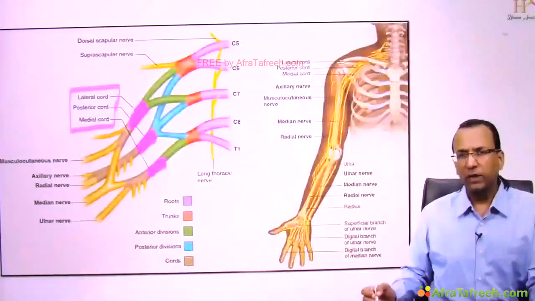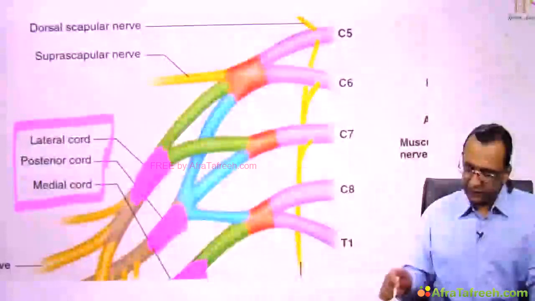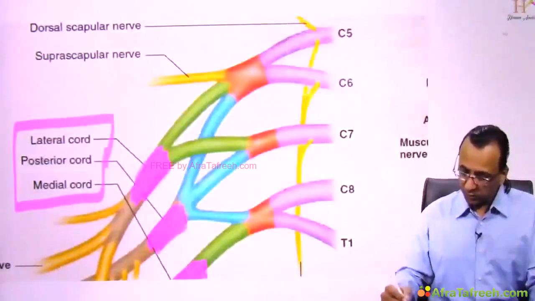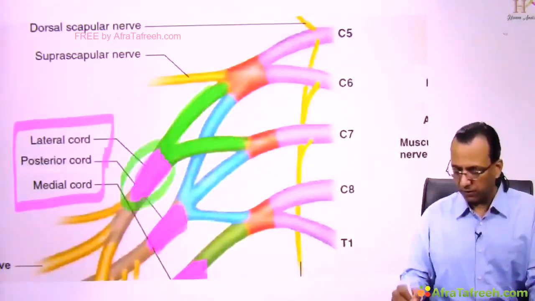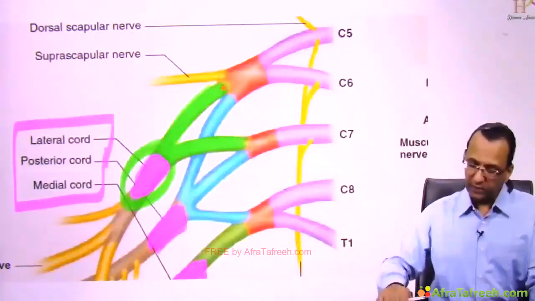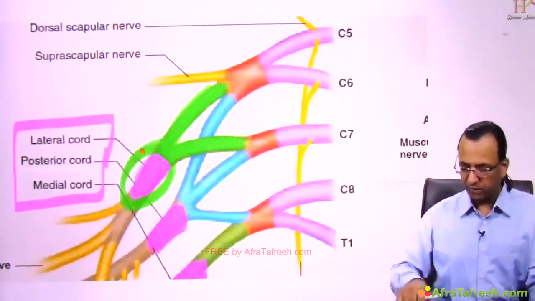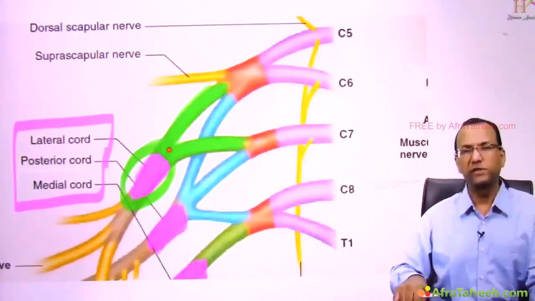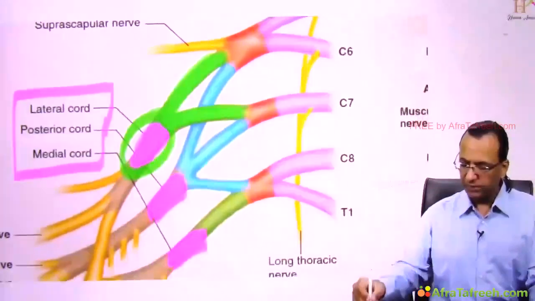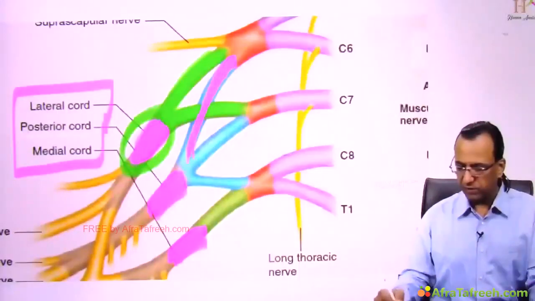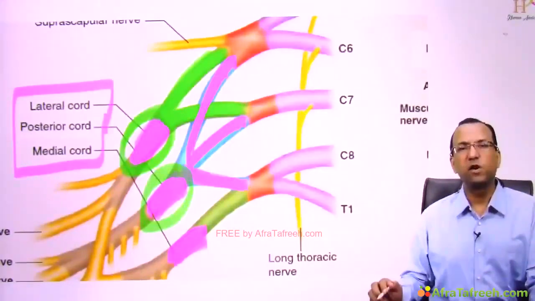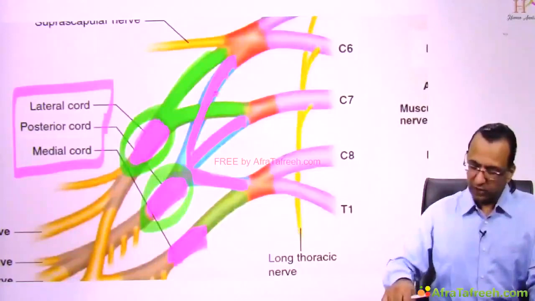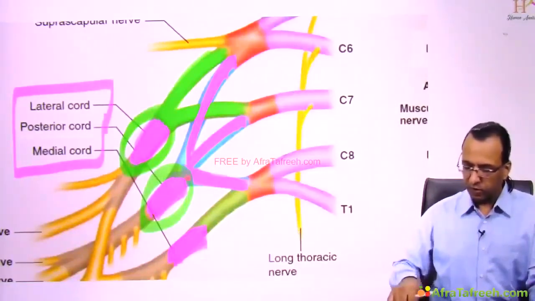How are they formed? You will see that the anterior division of the upper trunk and the middle trunk join to form the lateral cord of the brachial plexus. And what are the posterior divisions doing? If you're talking about the posterior divisions, you will see the posterior division of the upper trunk, the middle trunk and the lower trunk, they join to form the posterior cord of the brachial plexus. So posterior division, posterior cord? Yes, the posterior divisions of the 3 trunks will join to form the posterior cord of the brachial plexus.